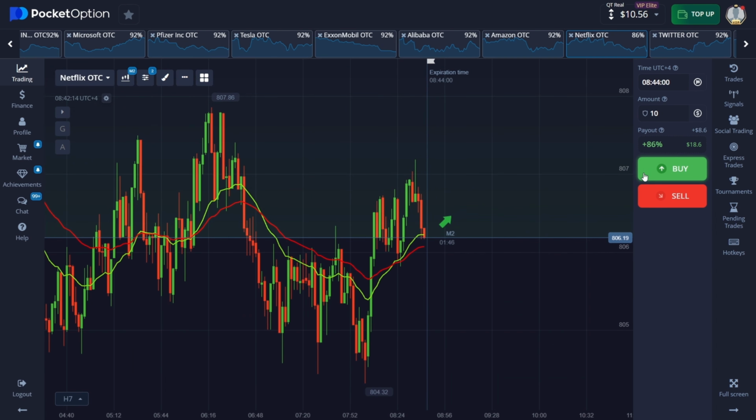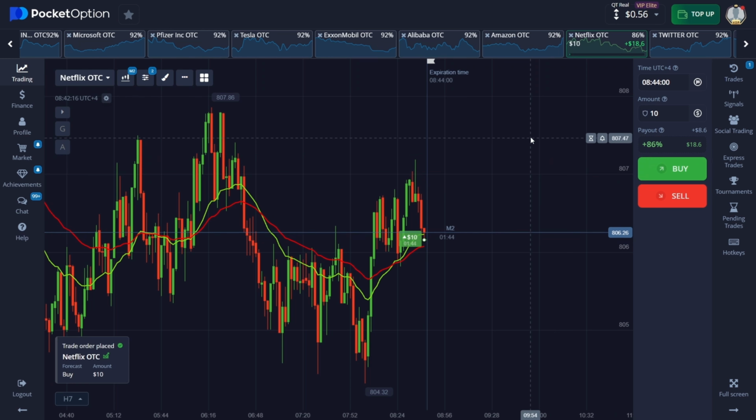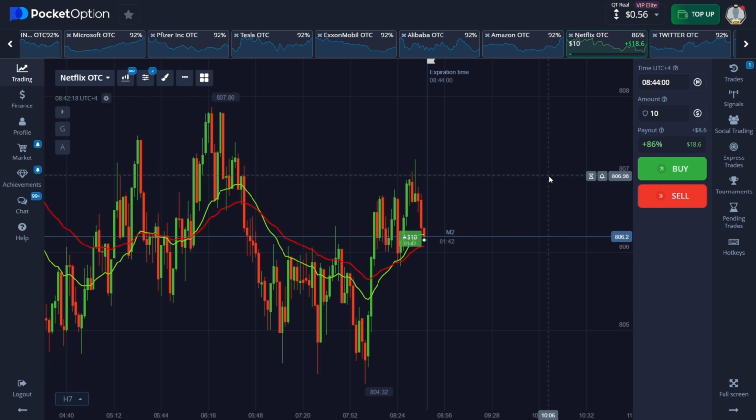Next, we got a trade on Netflix OTC. I placed a trade for the upside move worth $10. As you can see, the previous candle closed near the EMA 25 level, and the next candle gave us a good entry below the EMA 25. Currently, the trade is not going in our favor, but the candle is trying to take support from the 50 EMA.